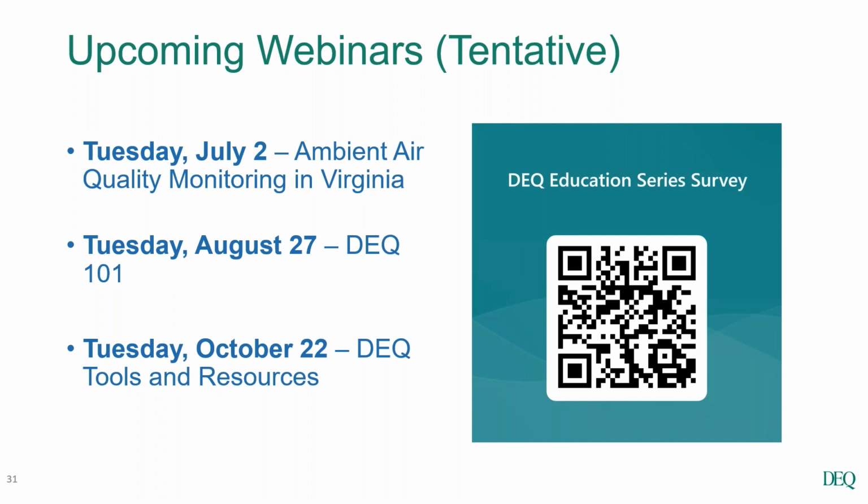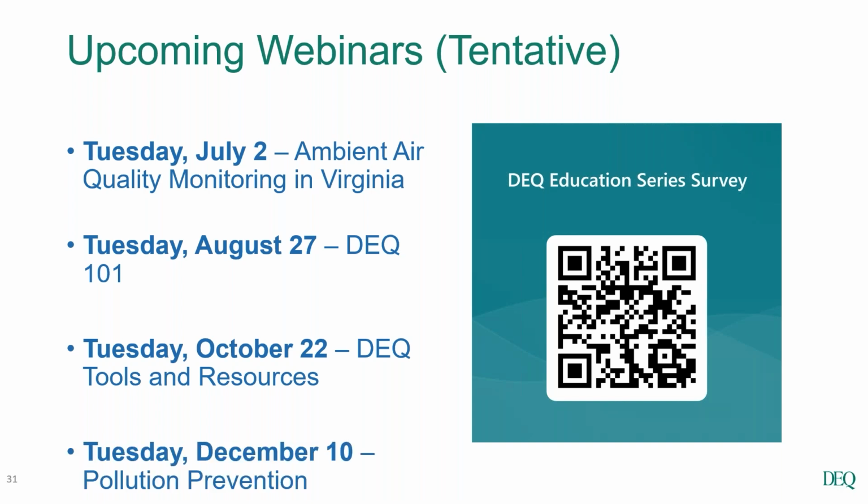Other upcoming DEQ educational webinars will be on topics such as DEQ 101, which we're targeting for sometime in August, DEQ tools and resources, which will be October, and then pollution prevention, hopefully in December. So the air quality monitoring webinar is locked in on July 2nd. The other ones, we're still working on, but we're hoping for August, October, and December.